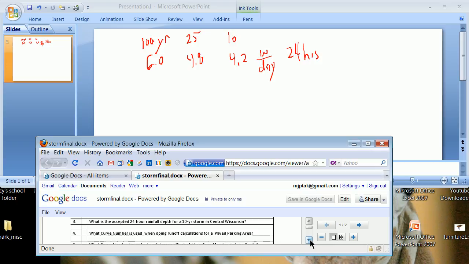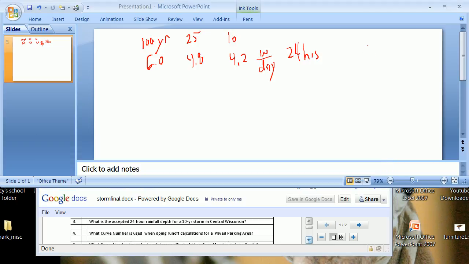Curve number for paved areas. By now you should know, you just got done with the project. 98 for paved and 58 for a type 2 meadow. Those are the only two that you are required to know and use. However, usually it's a weighted average between those two.